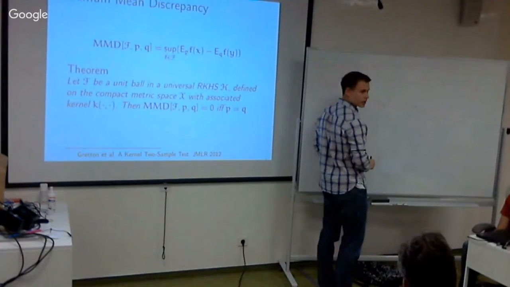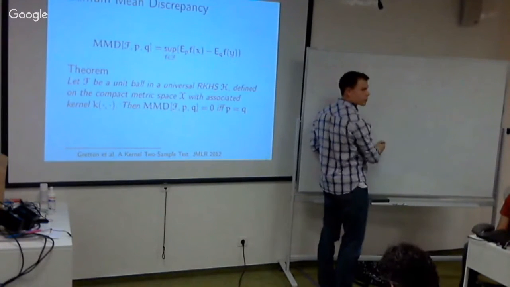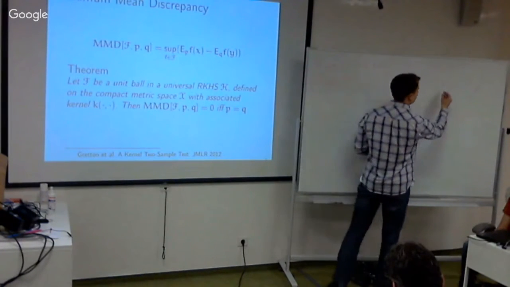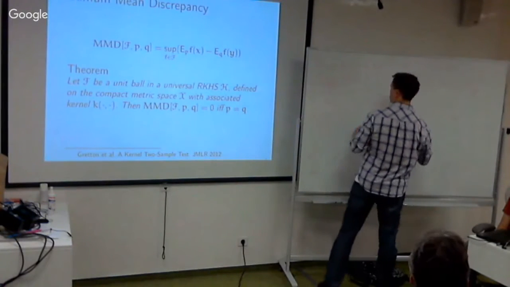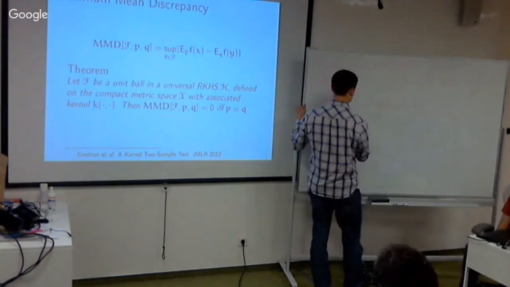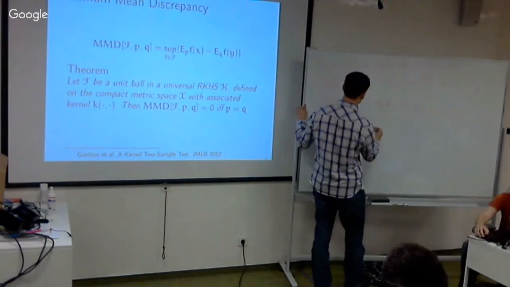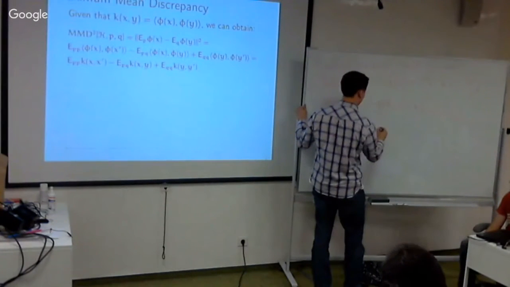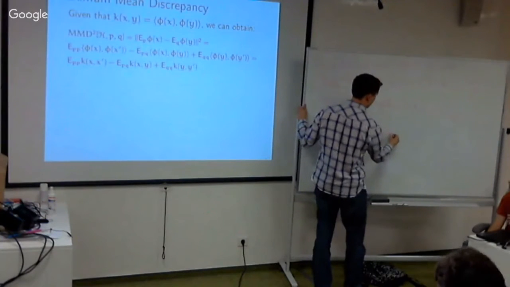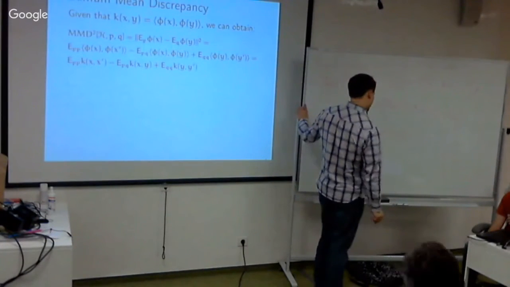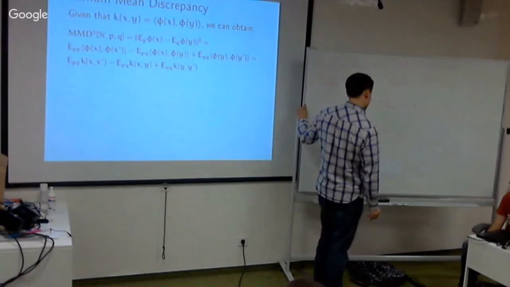Don't we need now to change k into the inner product of phi? Yes, I think so. So k of x, y equals the inner product of phi of x and phi of y.